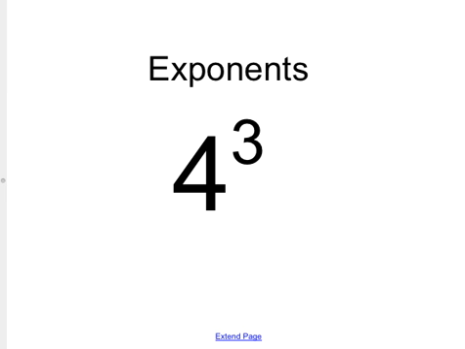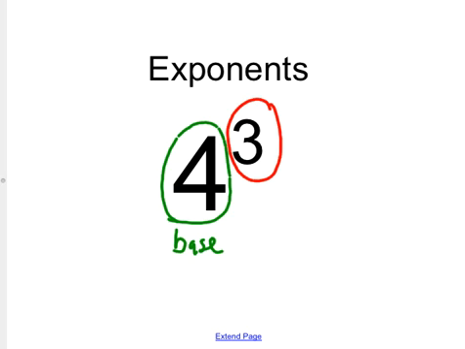Today we're going to talk just quickly about exponents. So what I want to do is, first of all, just define a few things. This part of the exponent right here, which is called the base, I've circled in green, and this part of the exponent, which I'm circling in red, is called the exponent. So this is the exponent.